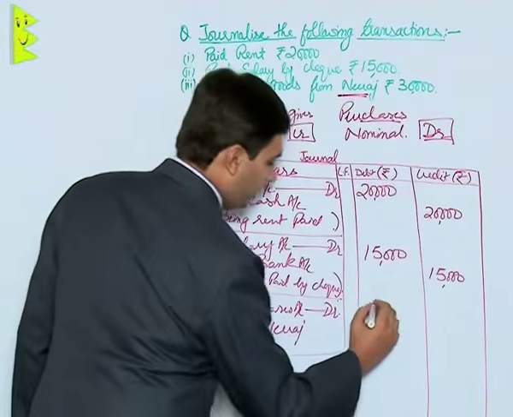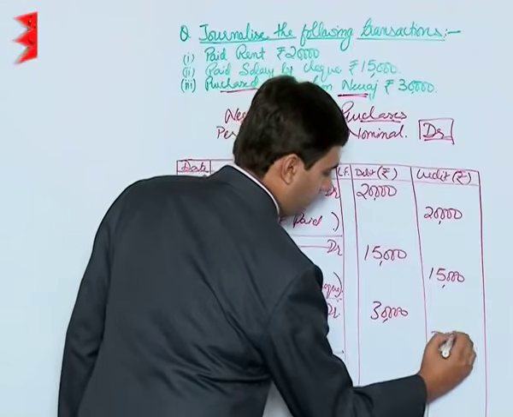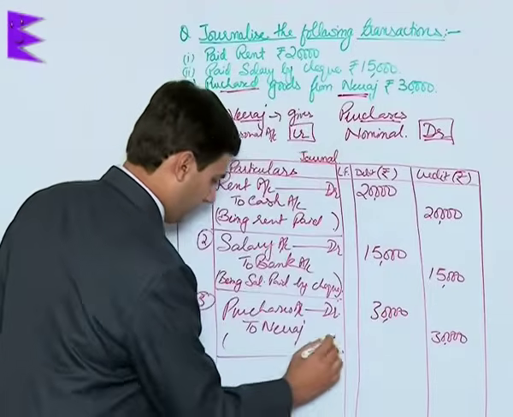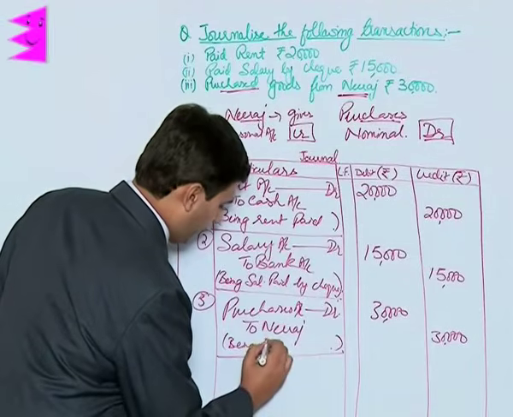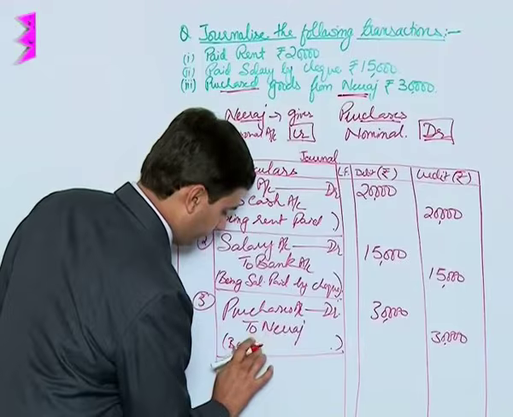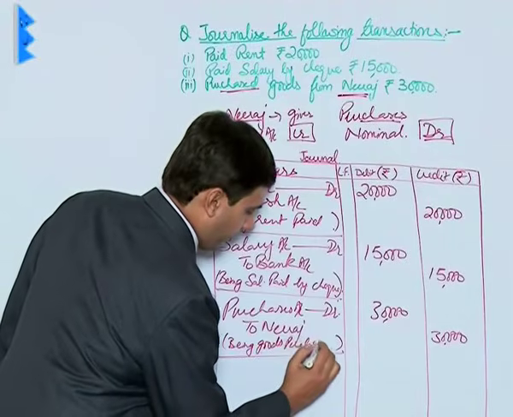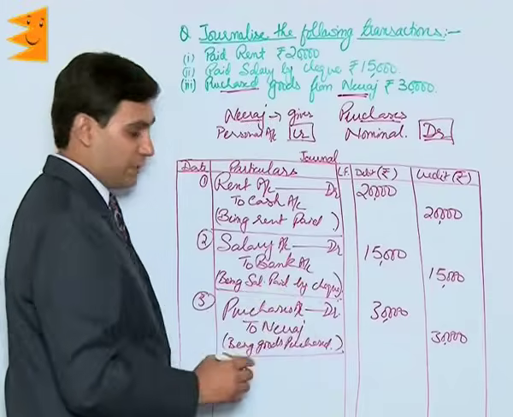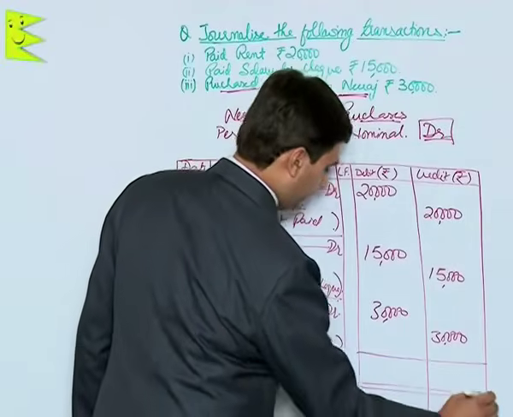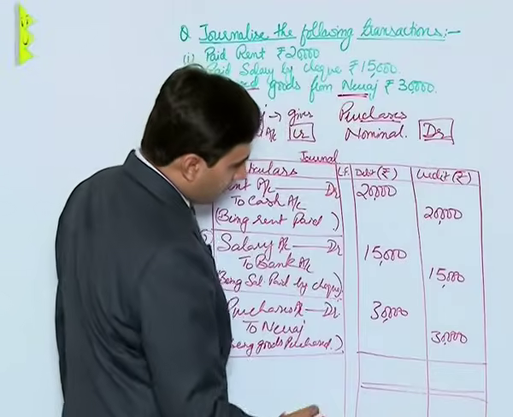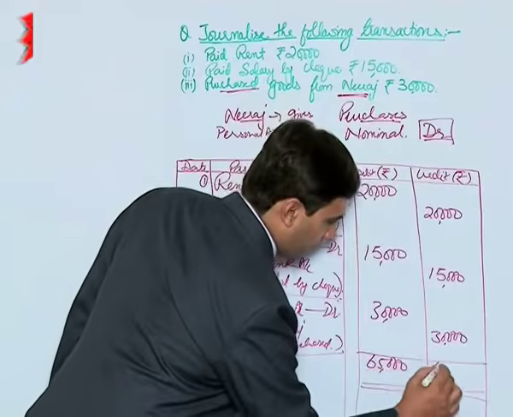and the amount would be 30,000 and 30,000, being purchased from Neeraj. And at the end, we must not forget to total out the trial balance. The total in this case comes to 65,000 on both the sides.